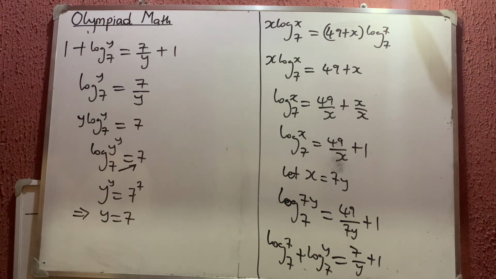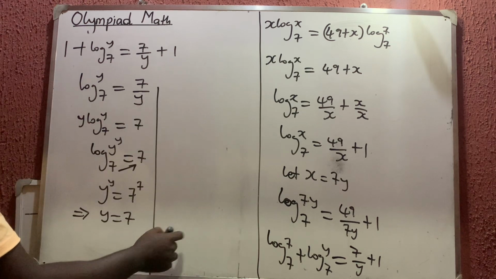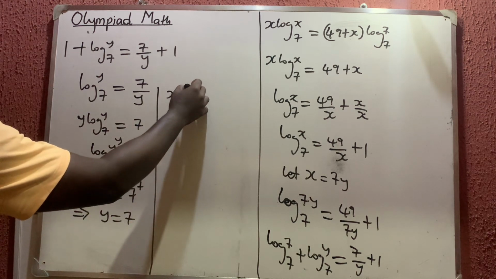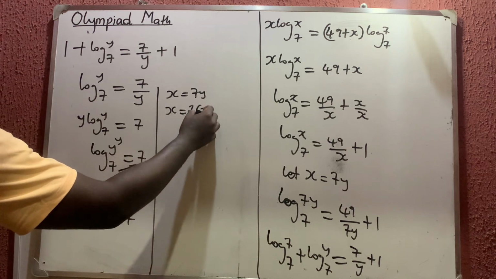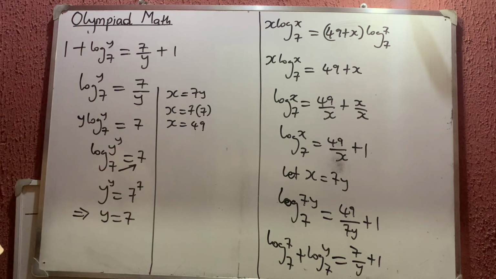But we are not looking for y, obviously we are looking for x. Since we are looking for x, don't forget that we said x is equal to 7y. So our x is equal to 7 times 7, so our x is equal to 49. So that is that for that.